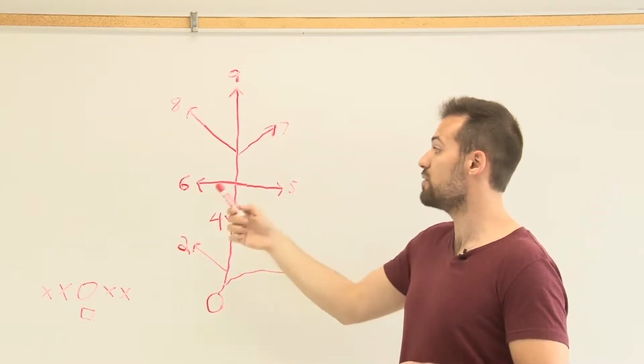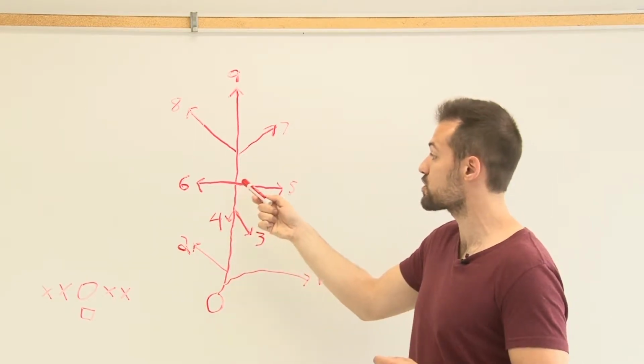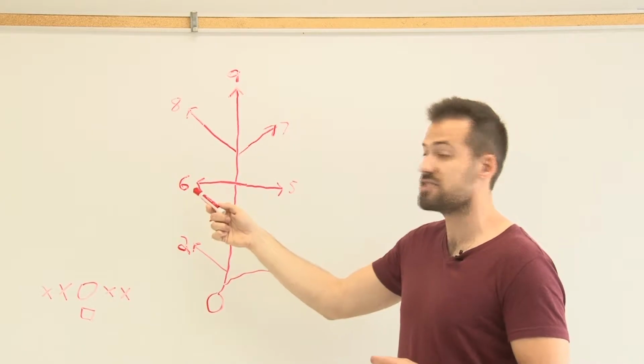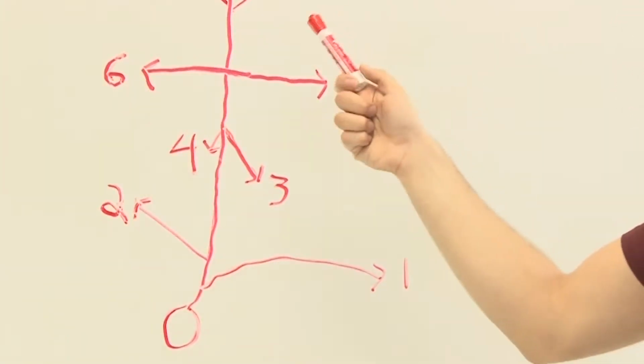5 and 6 is out and in. What you have here is the receiver runs straight about 10 yards. He breaks very squarely towards the sideline. Same for the 6, which is called an in, but you break towards the middle of the field.